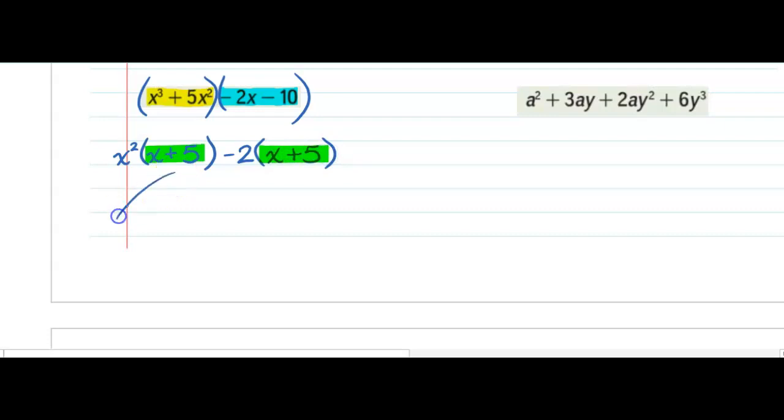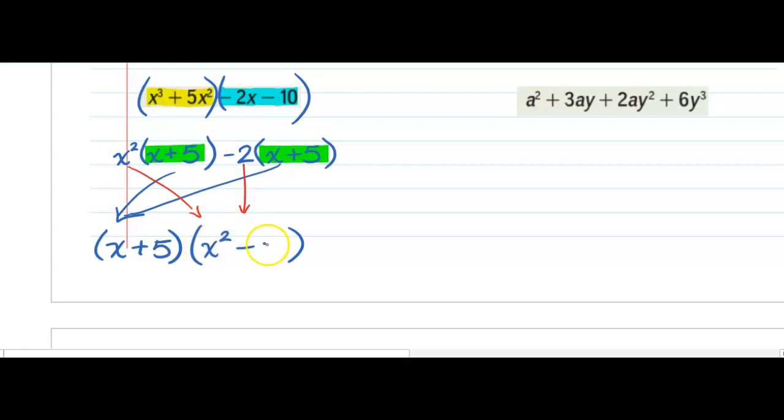So now I'm going to pull that common factor out and write it out front. Then I'm going to put some parentheses and write what's left behind. What's left behind? X squared, take away 2. So this is our GCF binomial, and this is what's left behind.